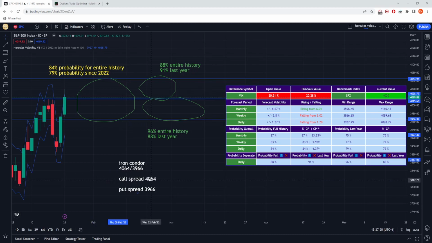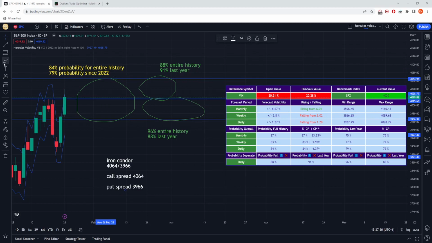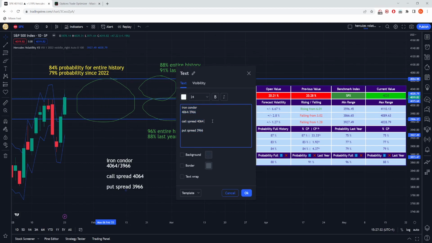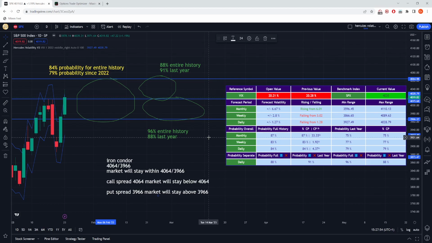So what does it mean? I can make this call spread and say that, so for the call spread, it means that market will stay below 4064, market will stay above 3966. Now that's how you can translate. Or in this case, market will stay within 464 and 3966. So this is, more or less, our initial values.